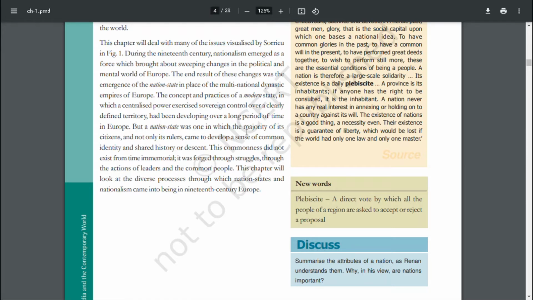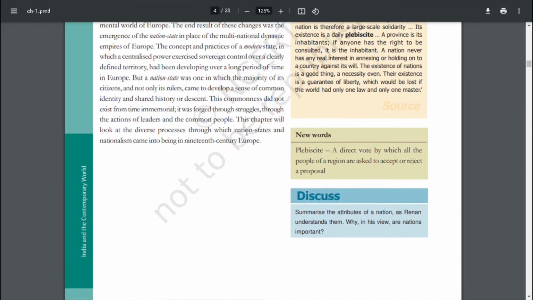But a nation-state was one in which the majority of its citizens, and not only its rulers, came to develop a sense of common identity and shared history or descent. The commonness did not exist from time immemorial. It was forged through struggles, through the actions of leaders and the common people. This chapter will look at the diverse processes through which nation-states and nationalism came into being in 19th century Europe.